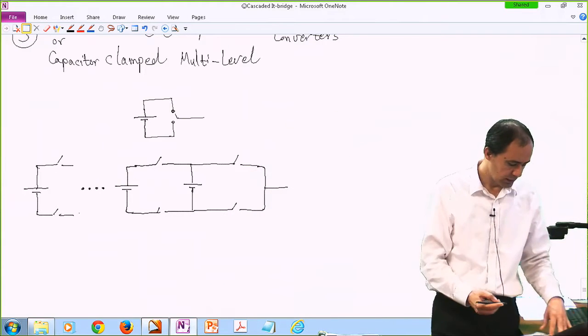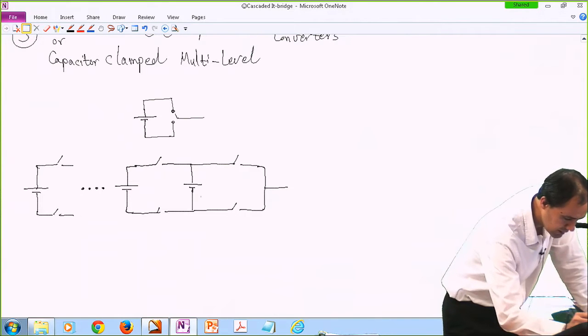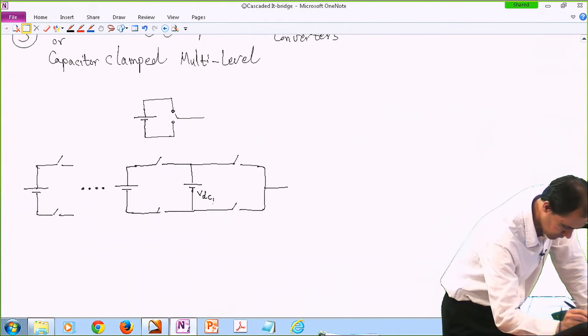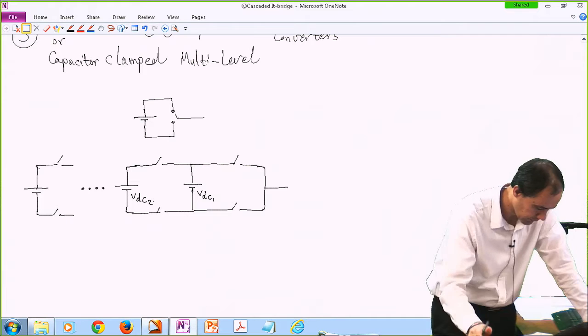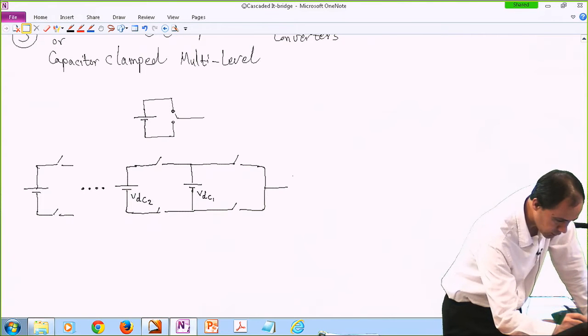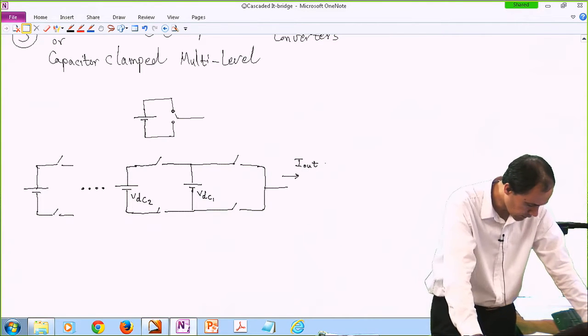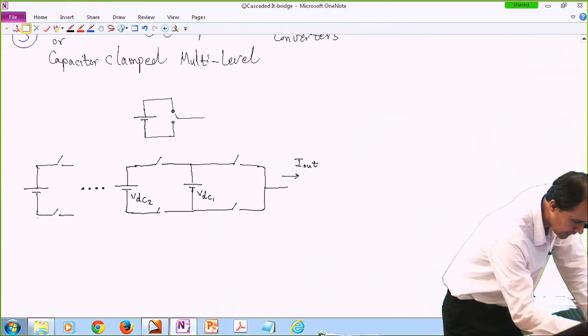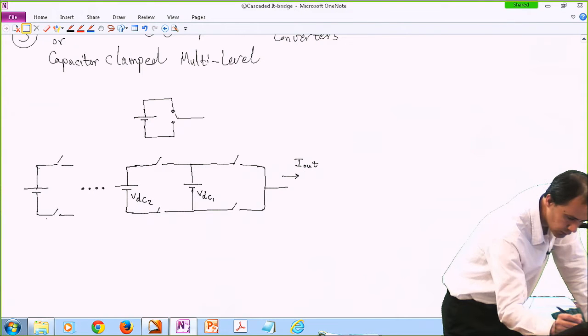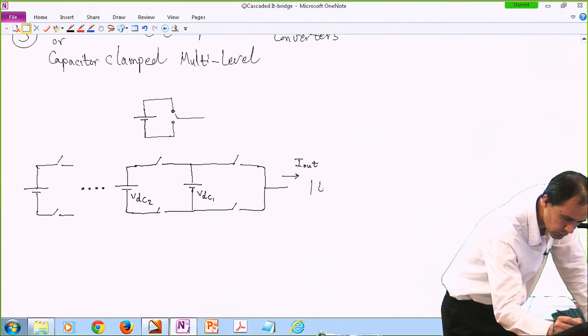So I'm just going to label this VDC1 and VDC2. Okay, this is our output current. Now, where is this output current going to come back? It is going to come back here. Let me just say this is our load or whatever it is.